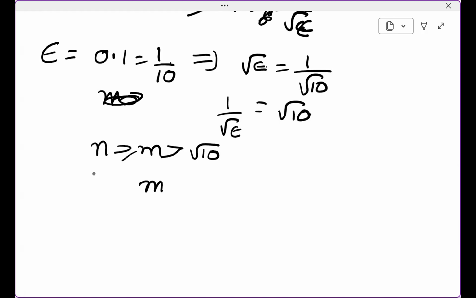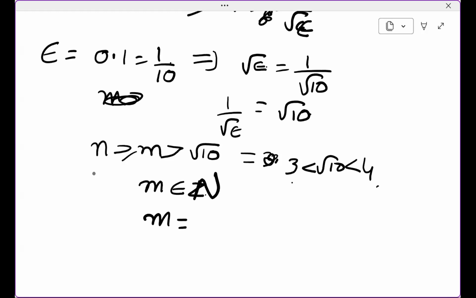So what is the next integer? What is the next natural number after root 10? What is root 10? It is almost 3 point something. It is between 3 and 4. Definitely. Root 9 is 3. Root 16 is 4. Between 3 and 4. So after root 10, what is the natural number? M has to be greater than root 10. What is the natural number after 3?